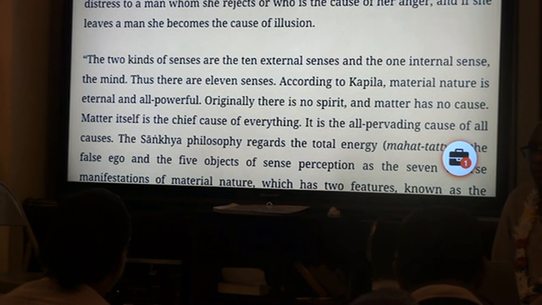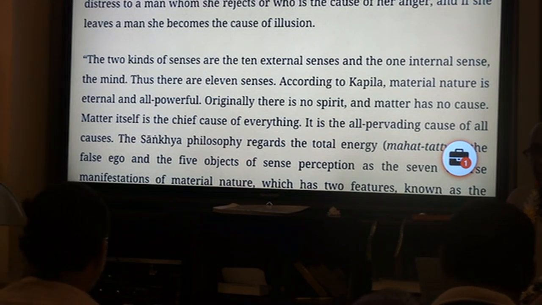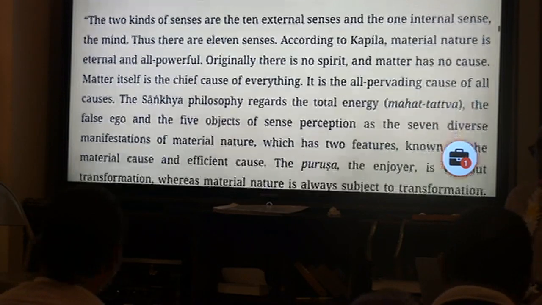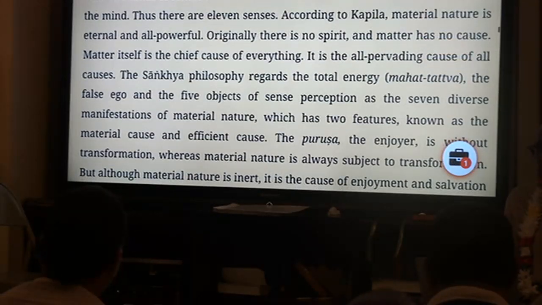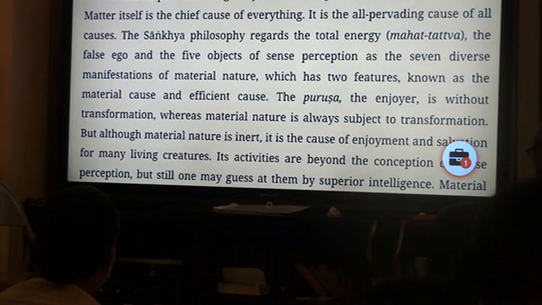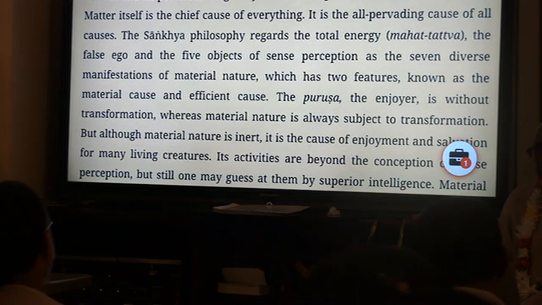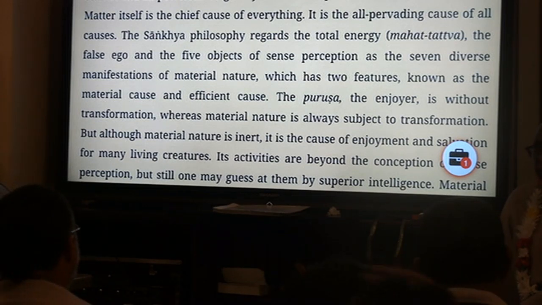According to Kapila, material nature is eternal and all-powerful. Originally there is no spirit, and matter has no cause. Matter itself is the chief cause of everything. It is the all-pervading cause of all causes. The Sankhya philosophy regards the total energy, Mahat-tattva, the false ego, and the five objects of sense perception as the seven diverse manifestations of material nature, which has two features known as material cause and efficient cause.